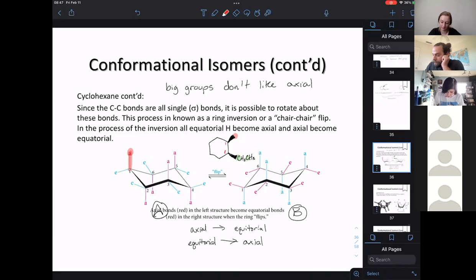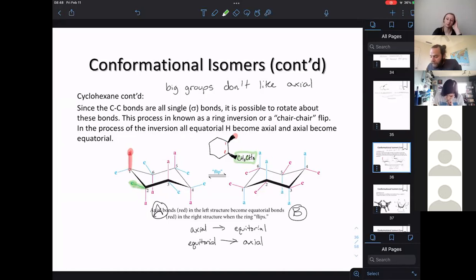What do we think? I have this ethyl group right here on carbon 2. Is it going to be in the equatorial position or the axial position? Give it a shot here. You got a 50-50 chance of getting it right. Okay, so this would be the equatorial position.